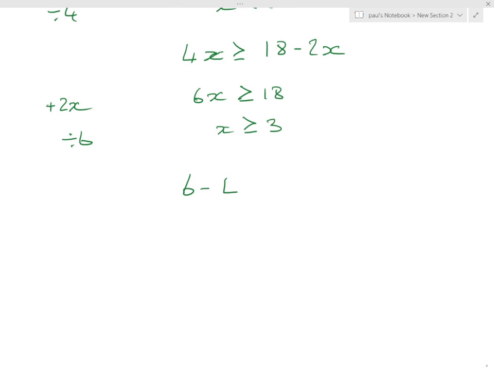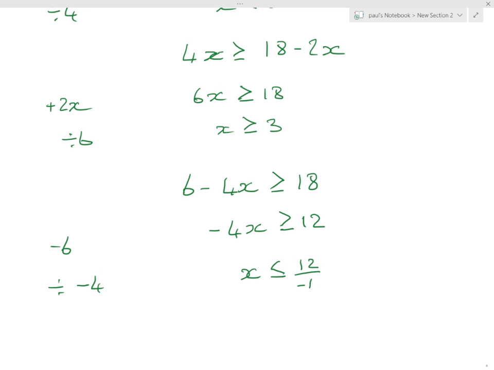6 minus 4x, that, 18 again. All right. So let's take away 6, which leaves minus 4x. 6 away from that is 12. Now I've got to divide by minus 4, so the sign is going to flip. X, flip the sign, and we've got 12 divided by minus 4, which is minus 3.